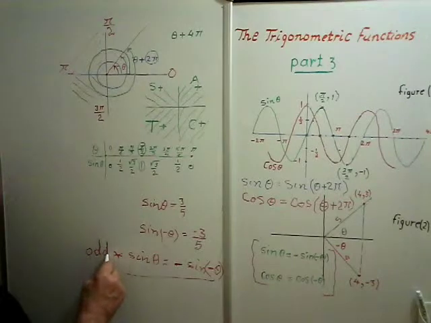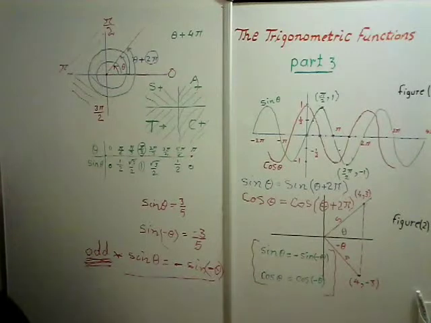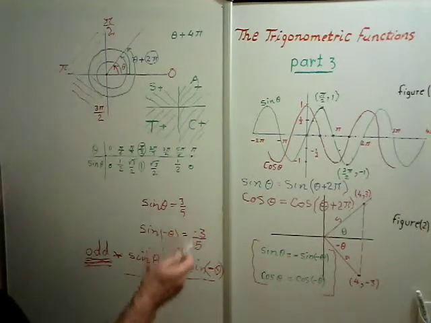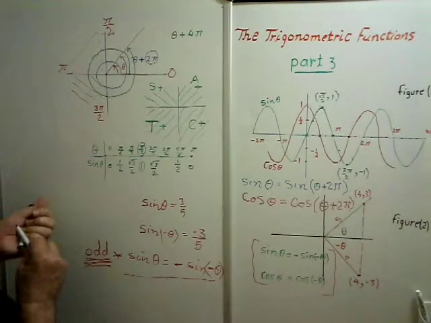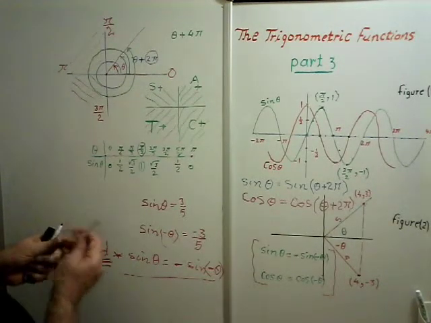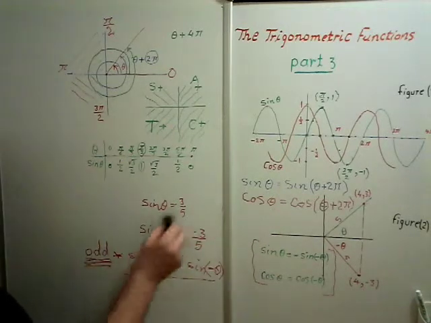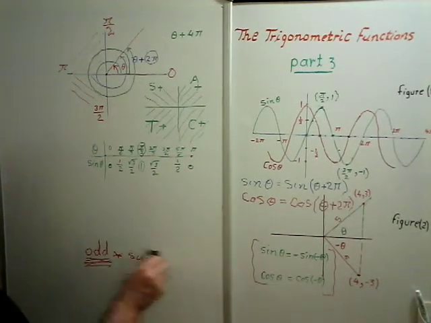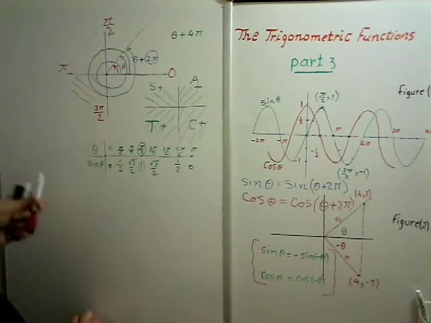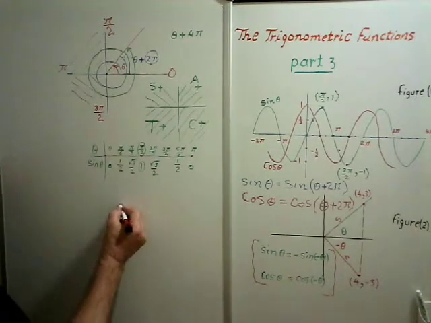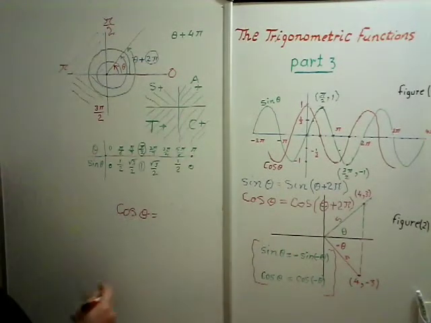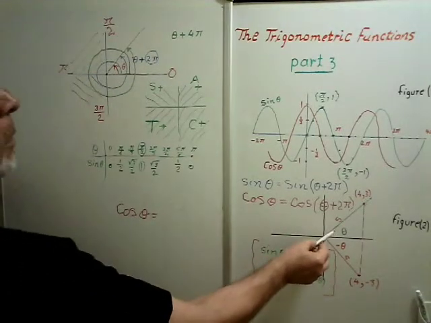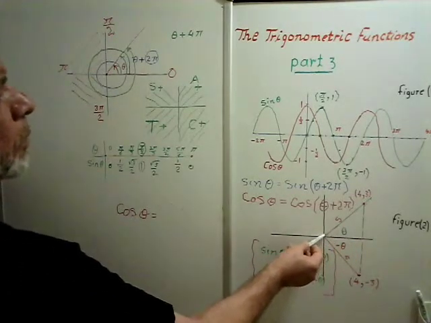This function is odd, it isn't even. A function is even if we get the same value when we replace theta with negative theta. Look at what we do for cosine. For cosine theta in this figure, cosine theta is the adjacent over the hypotenuse.